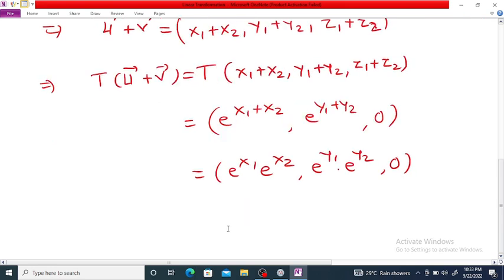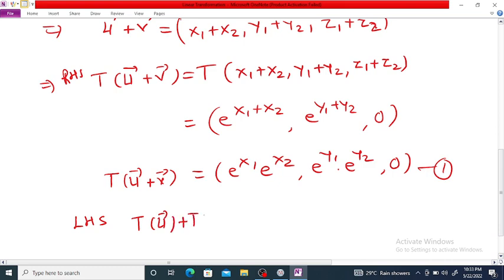Now this is the right hand side, RHS, or equation number 1. This is nothing but T of u bar plus v bar. Now consider the left hand side, LHS. So LHS is equal to T of u bar plus T of v bar.